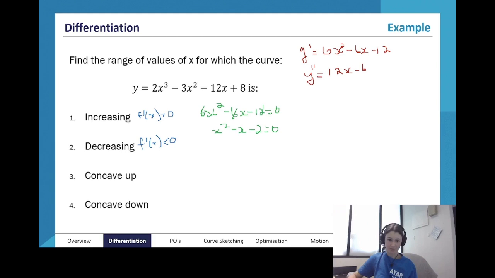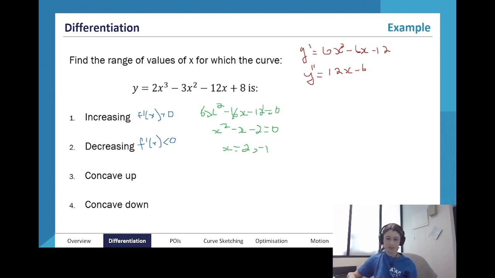And this is going to give us that x is equal to 2 and negative 1. Sorry, I wrote negative 2. No, I didn't, that's an equal sign. Having a brain blank. Yeah, so our x is going to be equal to 2 and negative 1. So now what we need to determine is in between these intervals if the value of the gradient is greater than 0 or less than 0.